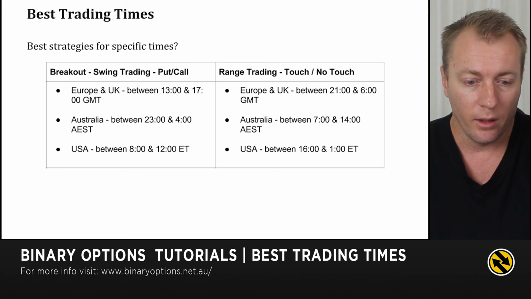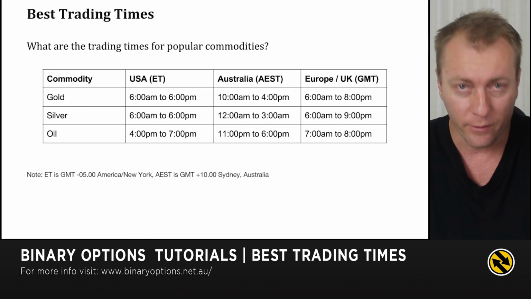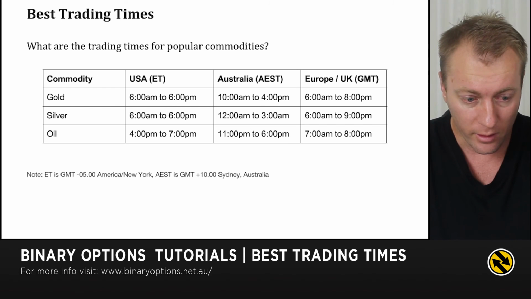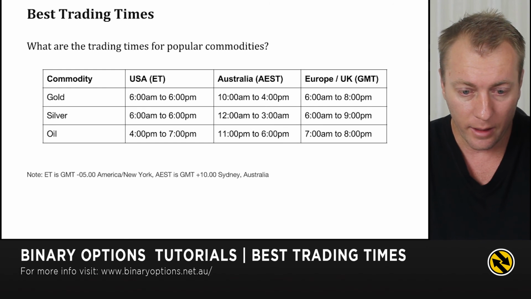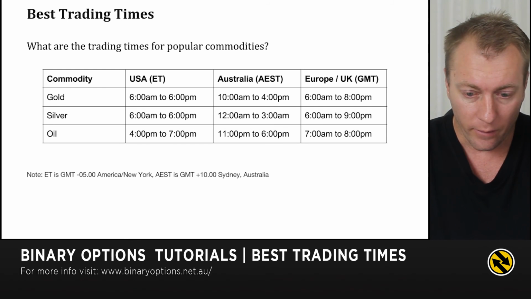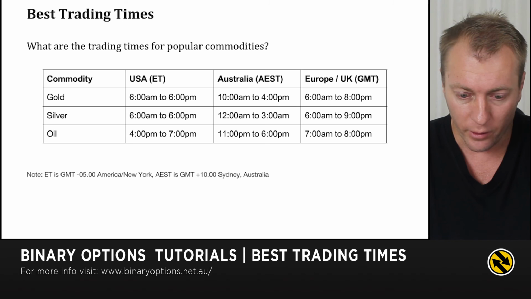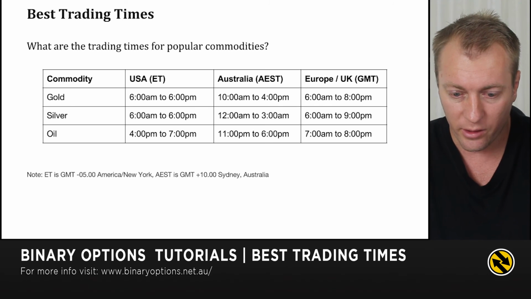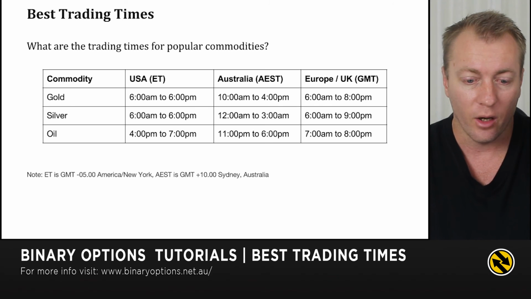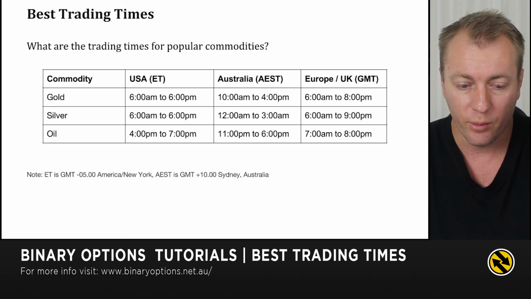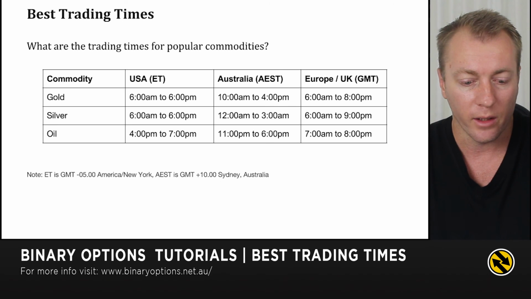So what are the popular trading times for commodities? So there you have it there. For Aussies, for gold, silver and oil, there's pretty much always a market open. It's pretty much a bit like Forex. It's always open.